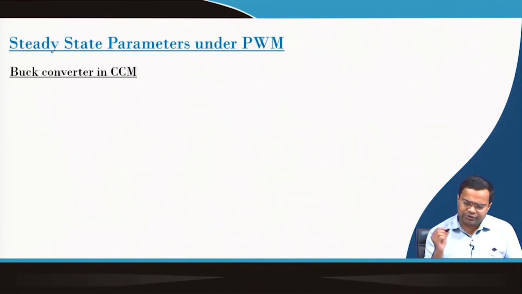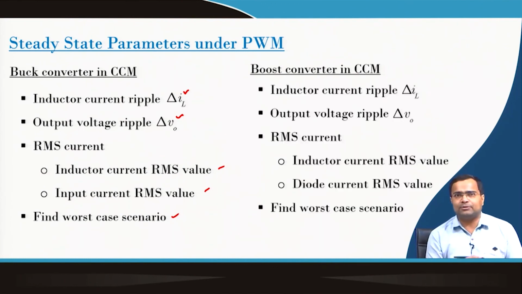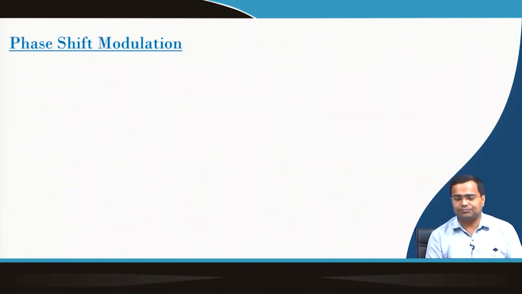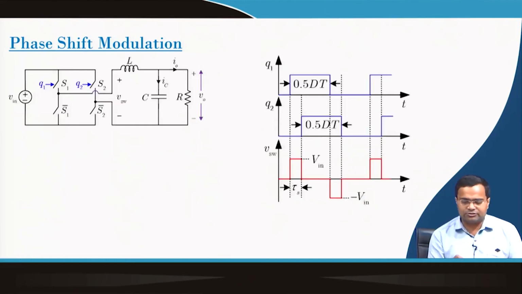And using this pulse width modulation for a buck converter, if we want to set some inductor ripple current, we can also find the output voltage ripple, we can find out RMS current, inductor value, input current, and we have already computed this RMS ripple current in the previous lectures. So, we can design for the worst case scenario for pulse width modulation. We can do the same exercise for a boost converter, we can find out ripple current, ripple voltage, RMS current, and so on.